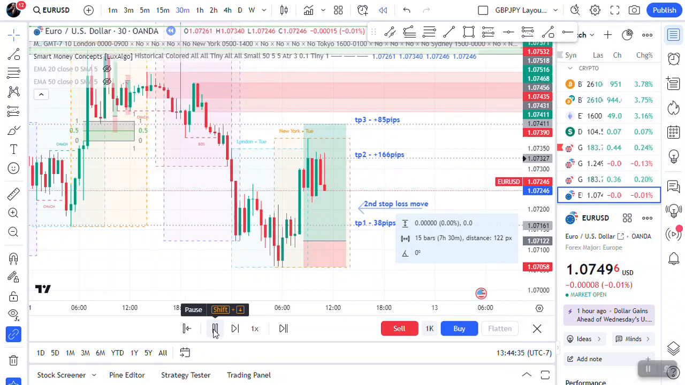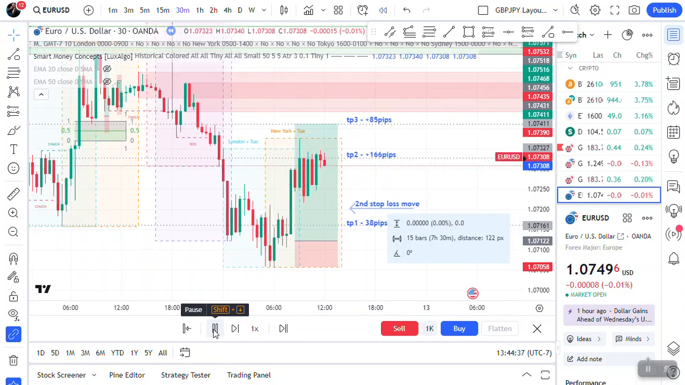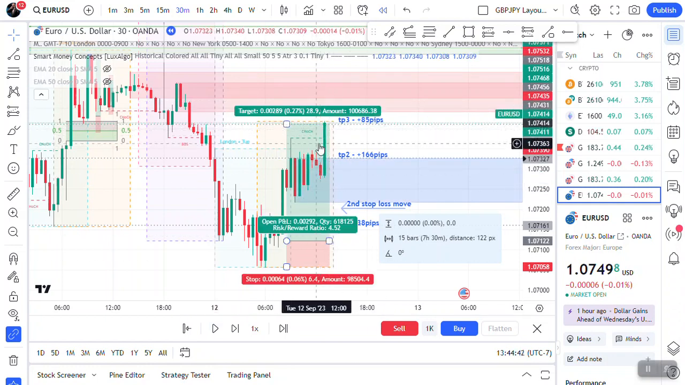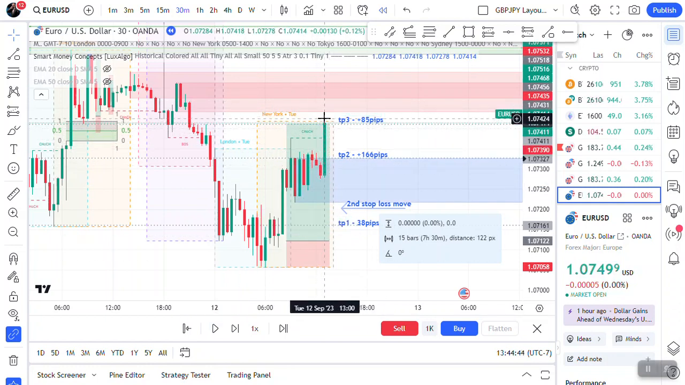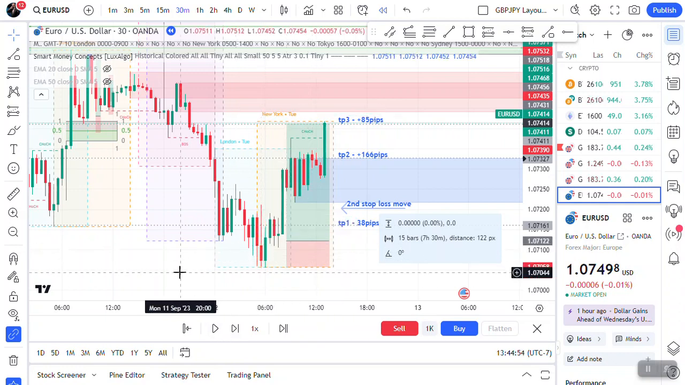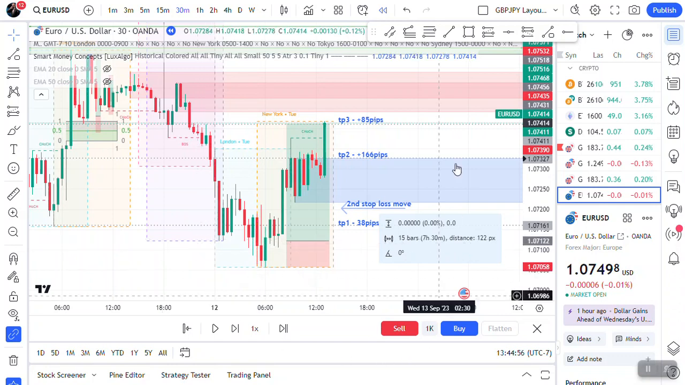Boom. See it come back down, going back up, come back down, boom. And I hit my TP3. This whole move was 289 pips. What a nice deal. I just love it when everything works the way it's supposed to work.